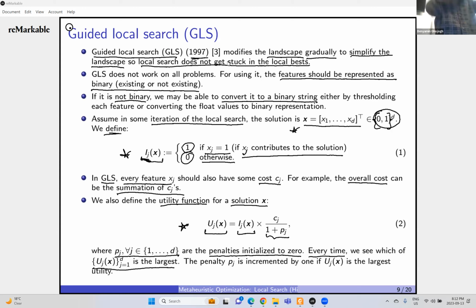Feature means dimension. I have a vector, and every element, I call it feature, element, or dimension. These are used interchangeably: feature, dimension, element of the vector. In the real world, I gave you some examples in the previous session. For example, if I have health data, I have a vector and each feature is, for example, blood fat, blood sugar, blood pressure, etc. We have different features, and we can represent them as one vector.